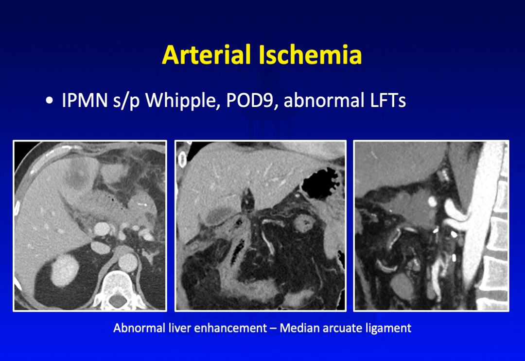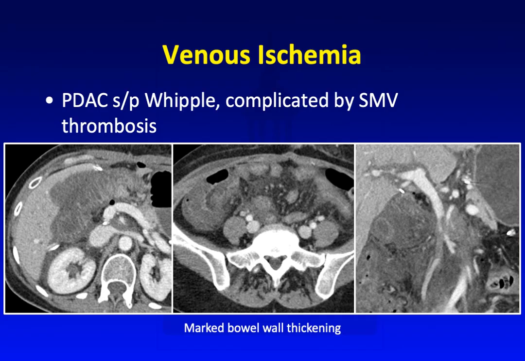A similar patient here, a patient who had a Whipple, had abnormal LFTs. Again, when you look back at why, the patient had median arcuate ligament syndrome. So that means that he is also dependent on supply through the GDA.